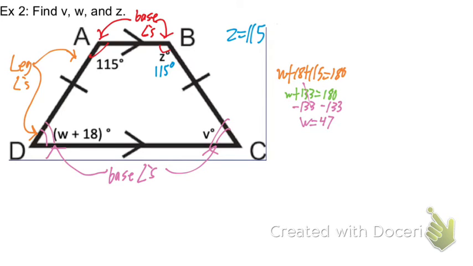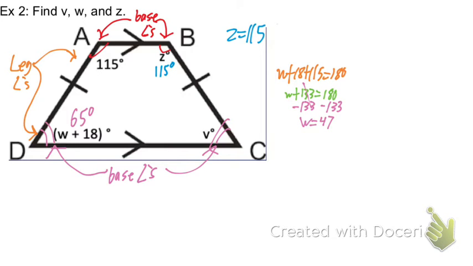Yeah, we would take 115 plus V equals 180 because angles B and C are a pair of supplementary angles, because they are a pair of leg angles. Okay? And so we can go about this either way. We've already kind of started to dive into the base angles of the bottom, so let's go ahead and do that. 47 plus 18 would make angle D 65 degrees.